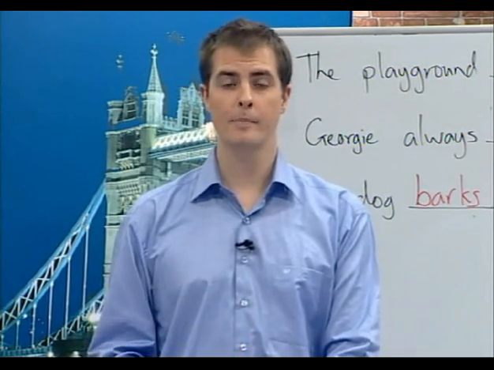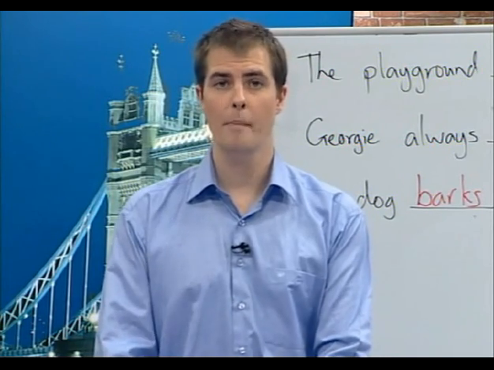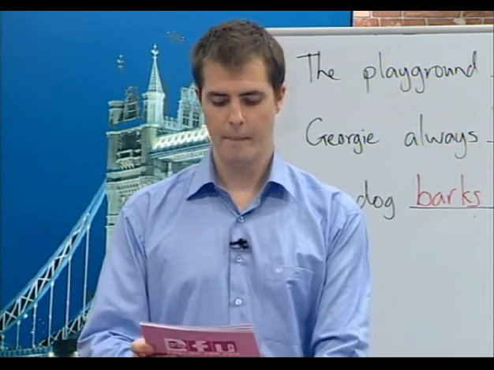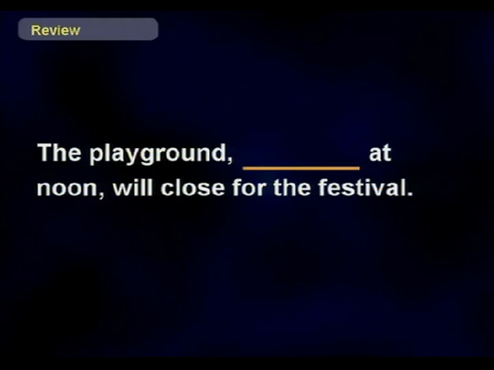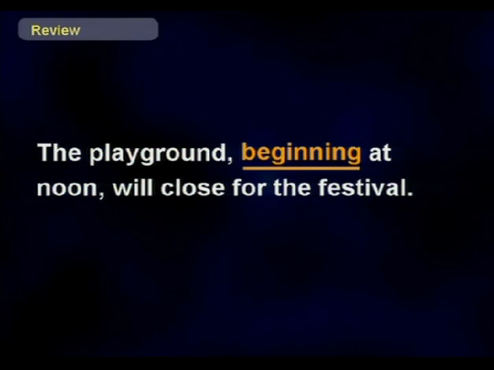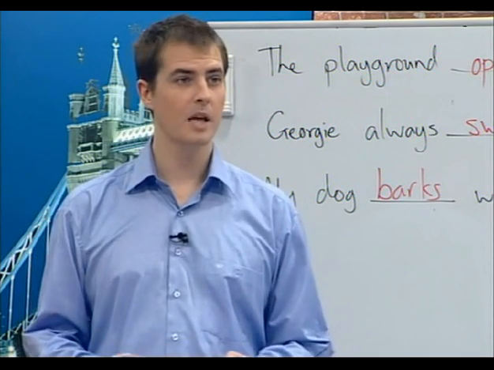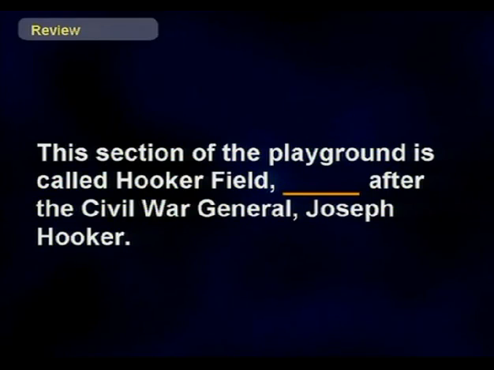Let's make participle phrases using present or past participles. Monica, you go first. The playground, something at noon, will close for the festival. The playground, beginning at noon, will close for the festival. Good. And Lewis, this time you go second. This section of the playground is called Hooker Field.